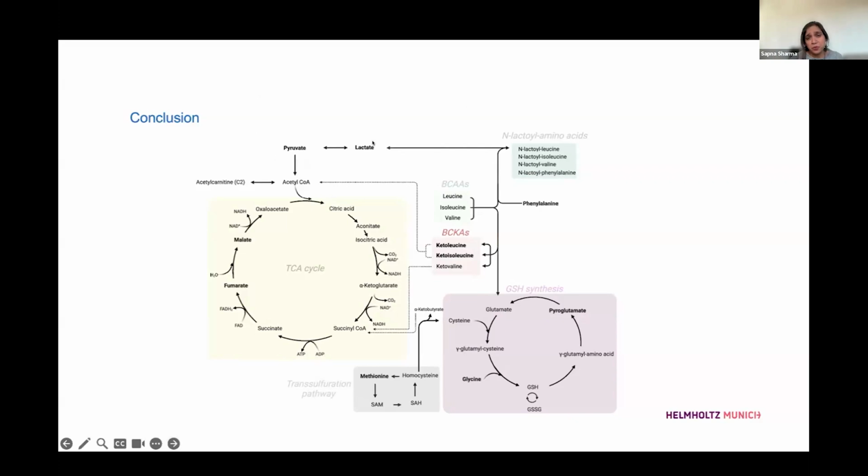Such as pyruvate and lactate, which was known and was reported in our study as well. What new we found was N-lactyl amino acids, making the picture broader.